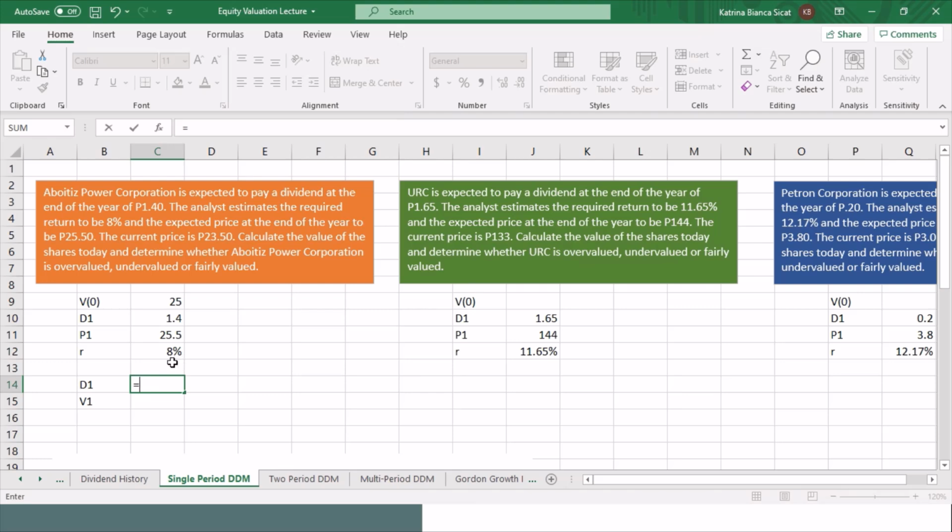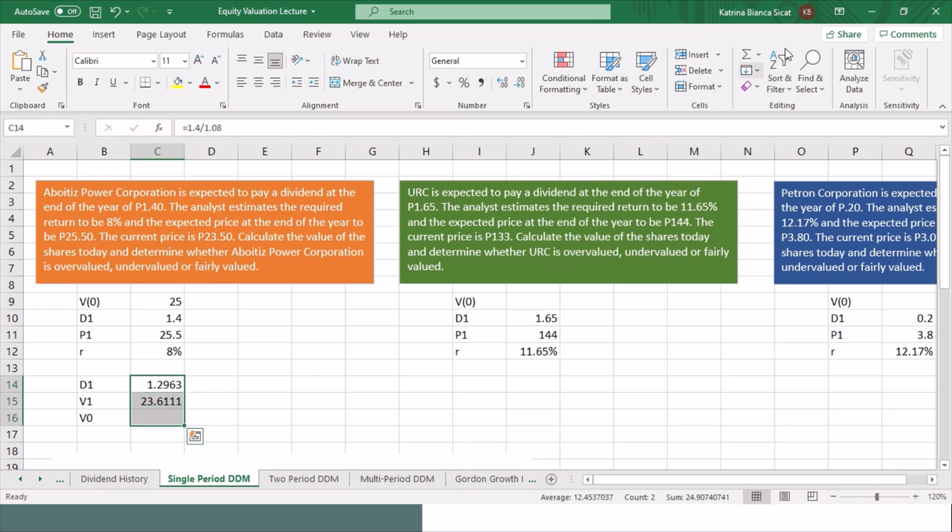Okay, D1 is going to be 1.4 divided by 1.08. Okay, and then for the V1, kasi ito yung value at year 1, hindi pa yan yung intrinsic value natin. It's just your value of the stock price at the end of year 1, and that's 25.5 divided by 1.08. Equal sign, syempre. And then if you add that, yan pala yung intrinsic value natin, we're going to get the sum of those present value prices. You will get 24.9 or 25. So, same lang po. Okay.